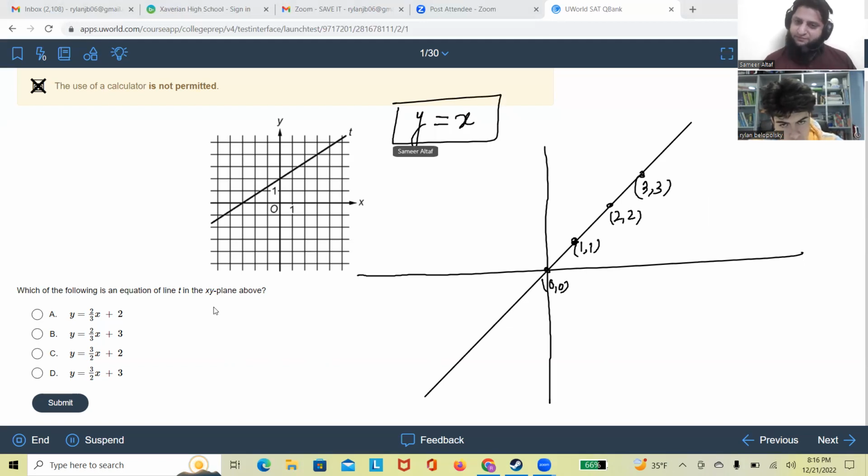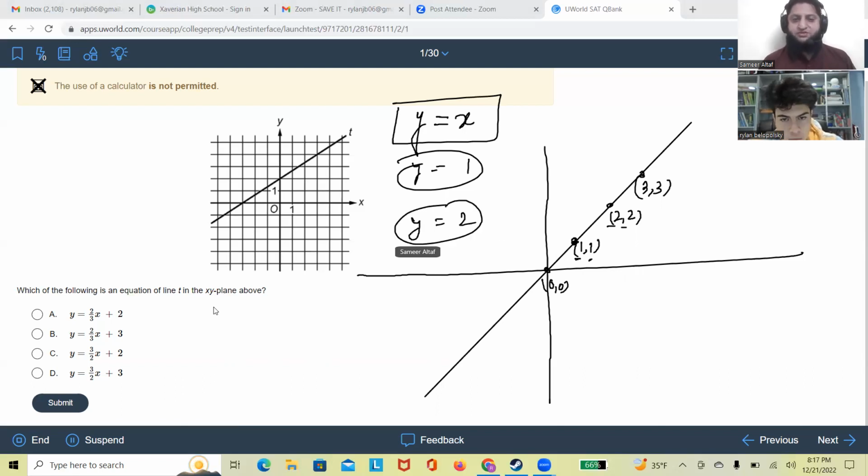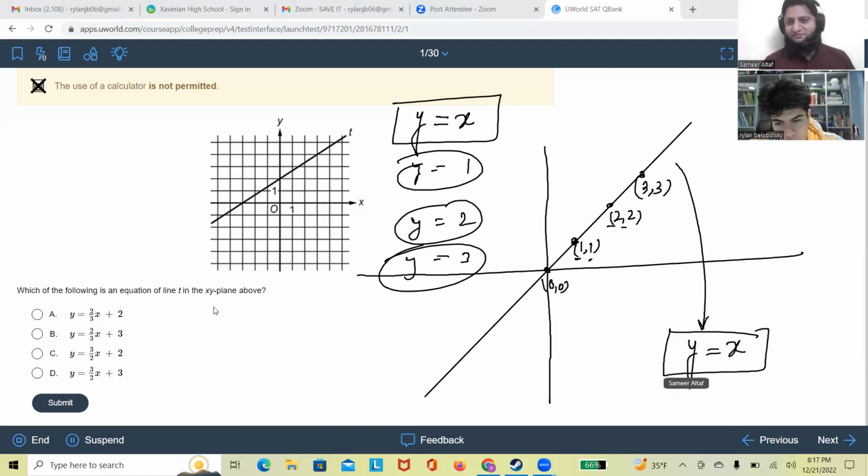You see? The y value is equal to the x value. If you take x as 1, then y is also 1. If you take x as 2, then y is also 2. If you take x as 3, then y is also 3. Getting it? So the equation of this line will be y equals x. Got it? Okay.